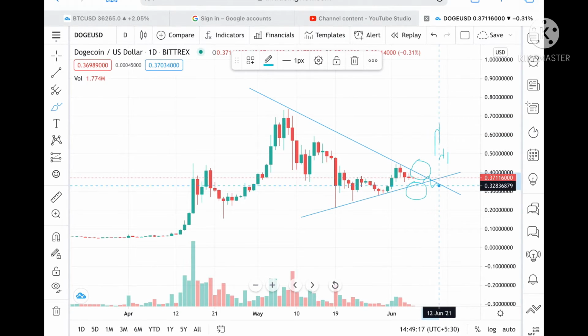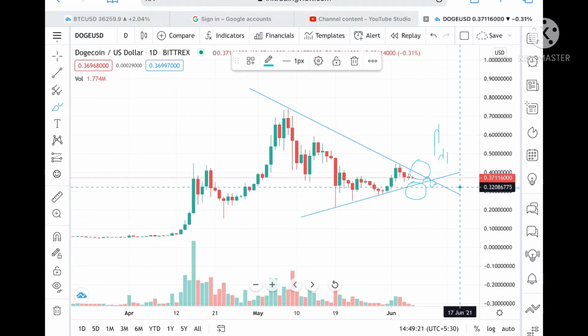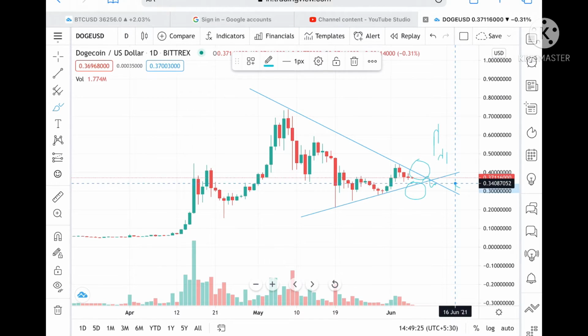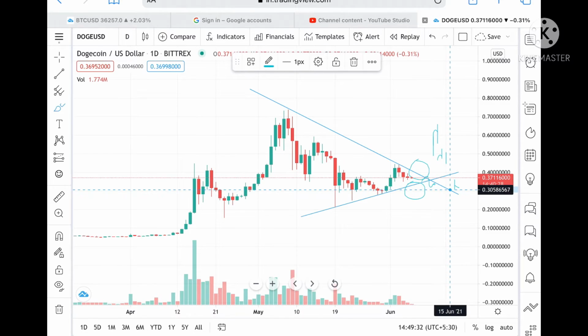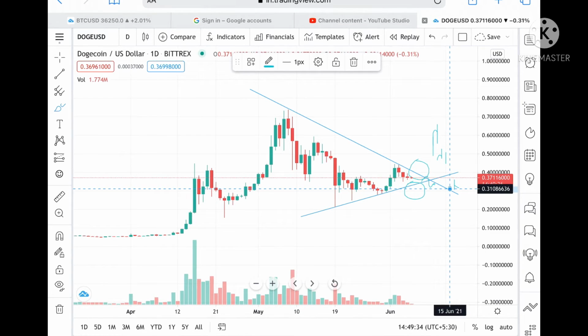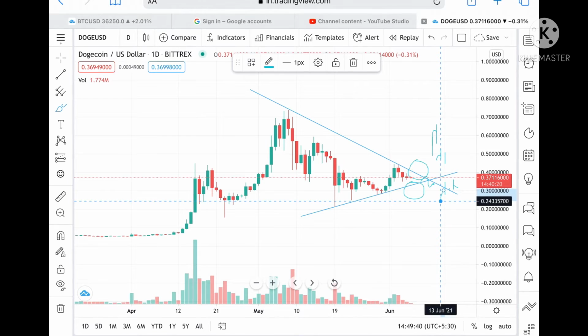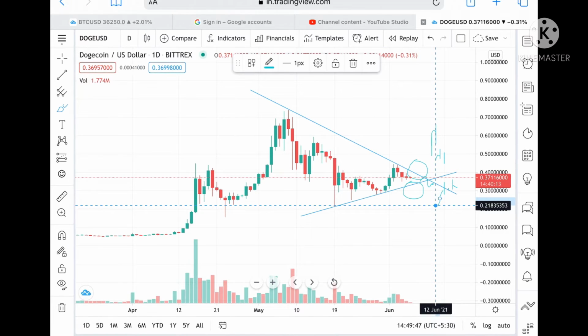But suppose this trend line breaks downside with this red candle, and it breaks a level around 0.33. Then we can see a level of 0.310, and from there a level of 0.278, and from there 0.24, and from there 0.2183. And if it goes below that level, then we can see a level of 0.15 also.